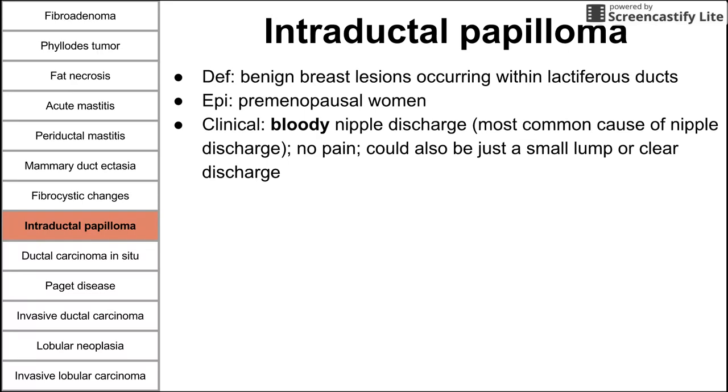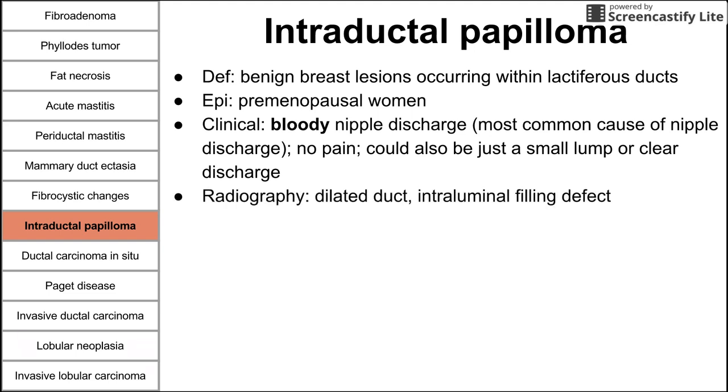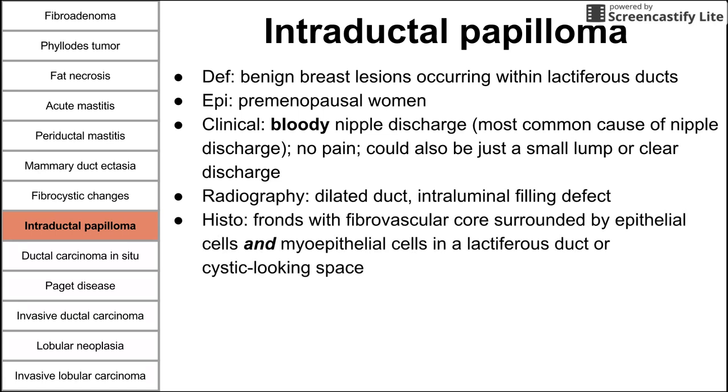There's no pain associated with these, and it could just be a small lump or clear discharge as well. So you don't always see a big lump on the breast, and you don't always see the blood, although this is the most common cause of bloody nipple discharge. Radiographically on mammogram, you see dilated ducts with intraluminal filling defects. On histology, you see characteristic fronds with a fibrovascular core.